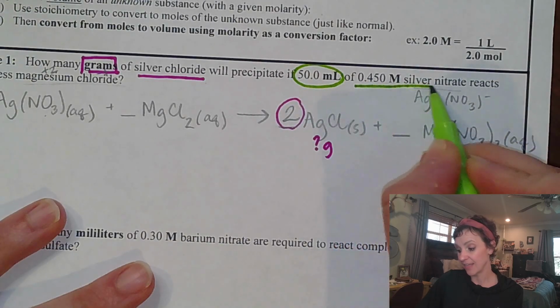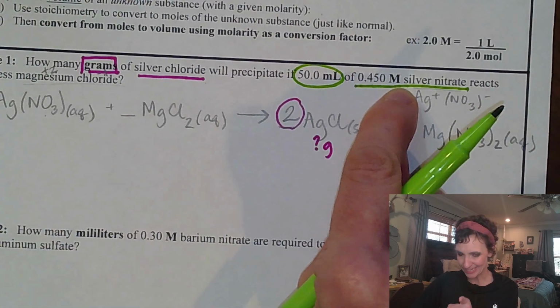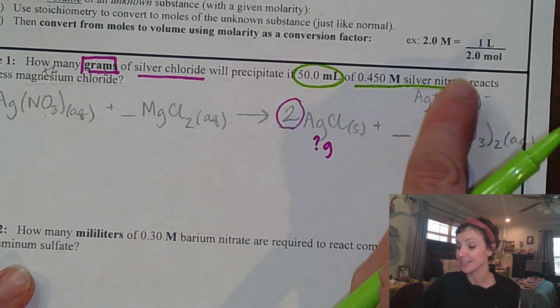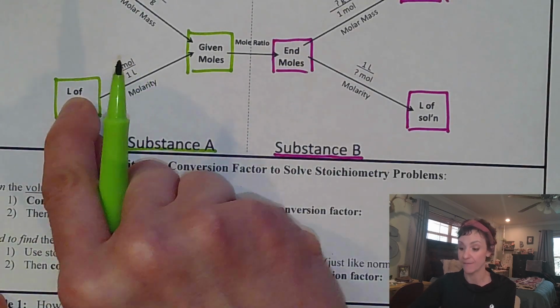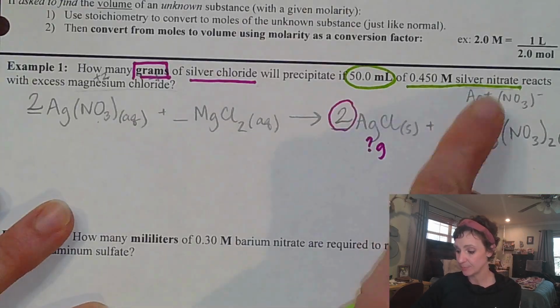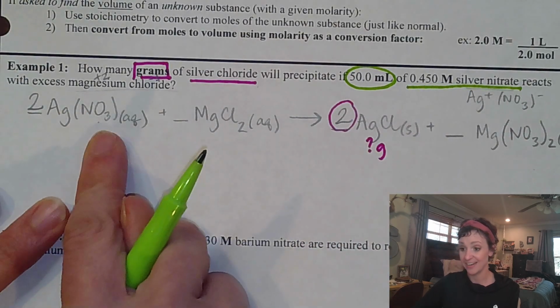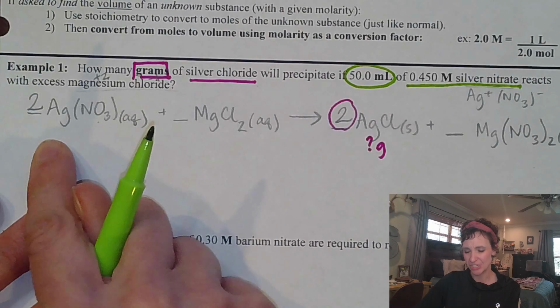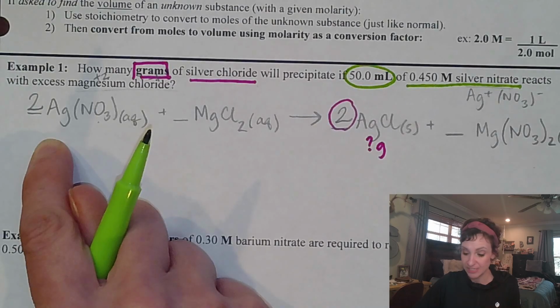I'm going to underline this entire thing. 0.45 molar is important. That is the concentration of that silver nitrate solution. I will use that as a conversion factor to convert from that volume to the moles as my first step. Okay, so underneath my silver nitrate, just like I did with my unknown, I'm going to find my given, there he is, and write the given information that I have underneath him. That will let me know where I'm starting from.